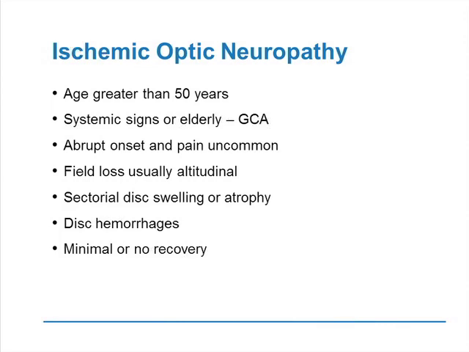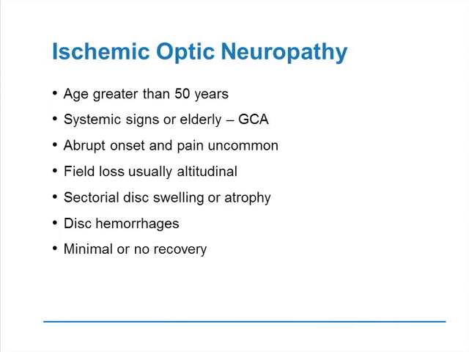Field loss is usually altitudinal as opposed to the central scotoma that you can find with optic neuritis. So an altitudinal field loss means that there's a horizontal line that the patient perceives a vision loss either above that line or below that line, and this would be atypical for optic neuritis, but very typical of ischemic optic neuropathy. In ischemic optic neuropathy, it is actually more common to have disc swelling, especially sectoral disc swelling.